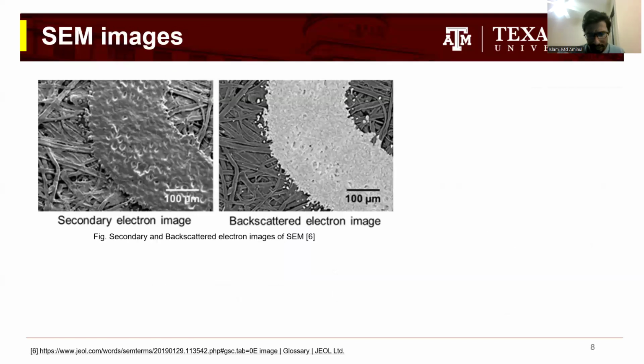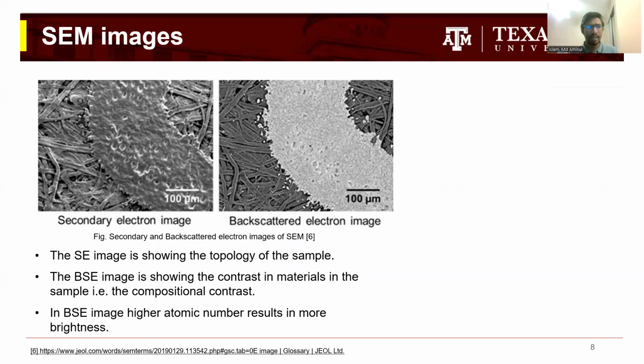So let's now look at some ACM images. On the left, we have the image from secondary electron, and on the right, we have the image from backscattered electron. The secondary electron image provides us information about the topology as stated earlier.